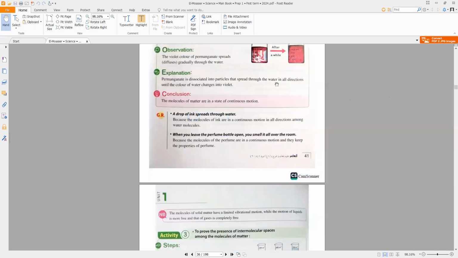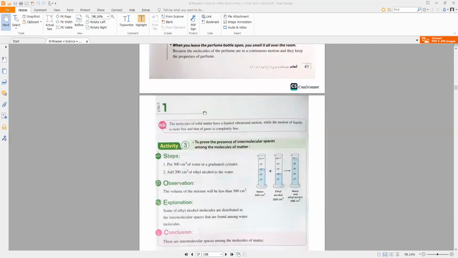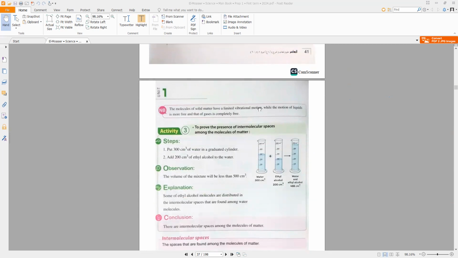Let's start. The molecules of solid matter have limited vibrational motion. What is it? I said before, any matter consists of molecules, and these molecules are in continuous motion. What is the meaning of all molecules of matter being in continuous motion? I mean, in solid matter the molecules have motion, the molecules of a liquid have motion, the molecules of a gas have motion.